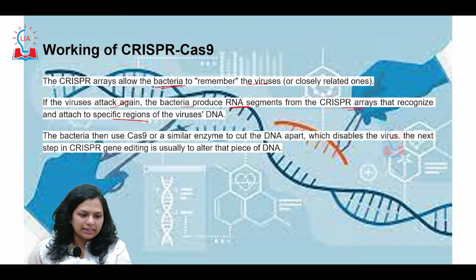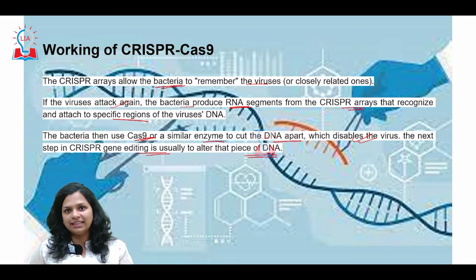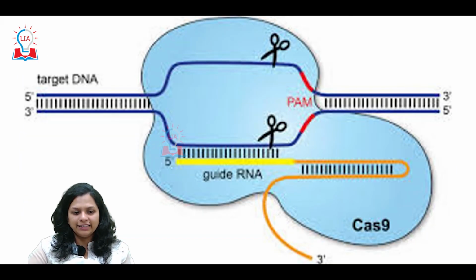The bacteria then uses Cas9 or a similar enzyme to cut this DNA apart, which disables the virus. And the next step is the editing that you use to alter that piece of DNA. So genome editing is there, but there's also a very important role being played by this bacteria in the journey of genome editing.